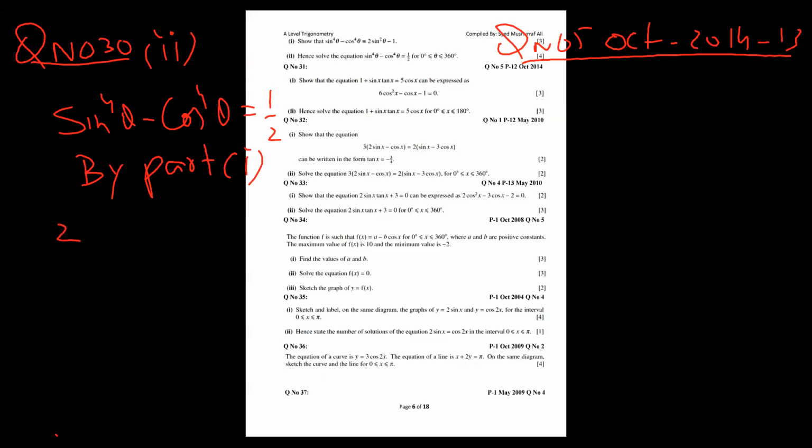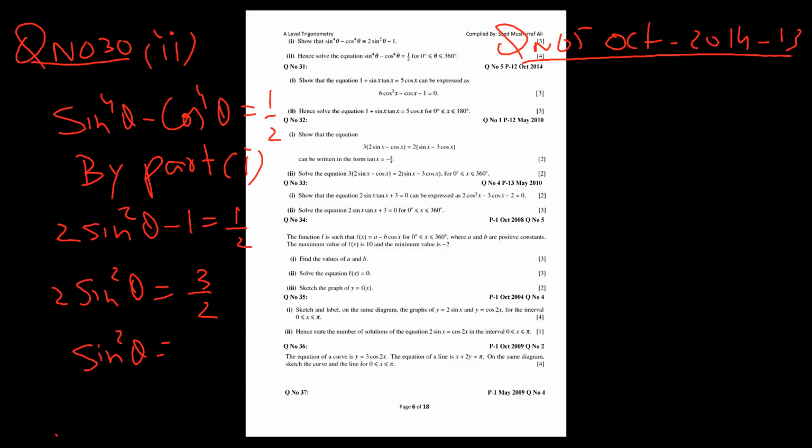2 sine squared theta minus 1 is equal to this half, which will come as it is. Now my target is to make sine squared the subject. So you know very well this one goes there. So 1 plus half gives you 3 by 2. Divide by 2, it gives you sine squared theta is equal to 3 by 4.